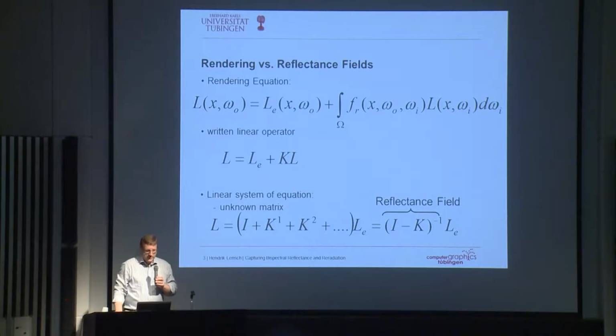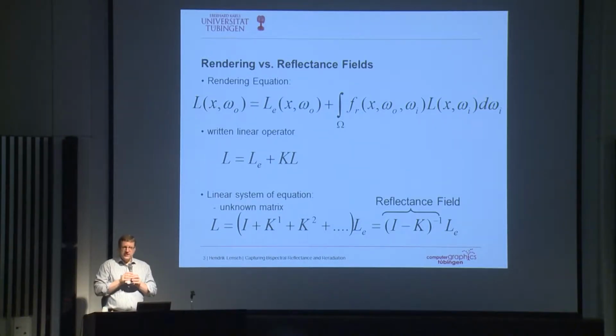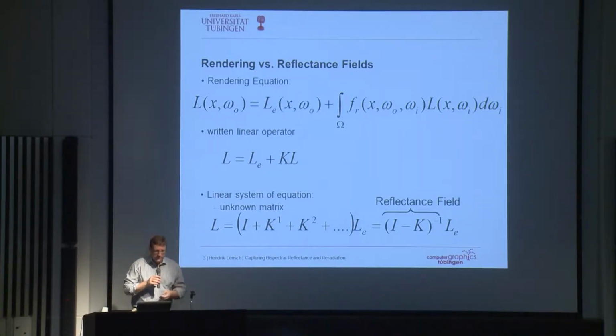So you have the integral over all directions over the incident light times the BRDF, the reflectance property. And you can formulate that easily in terms of linear operators, so that the light field in the scene that you're going to observe corresponds to the light that is emitted in the scene plus the light, again, being reflected in the scene.